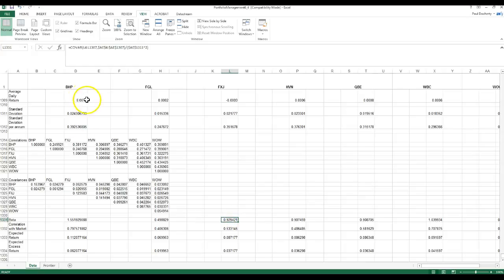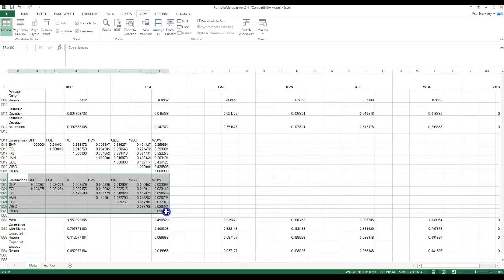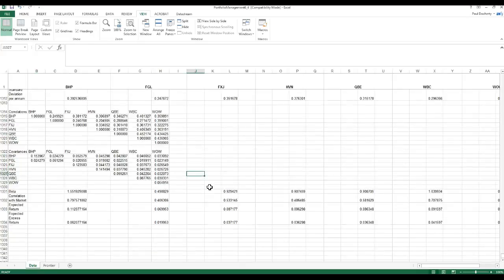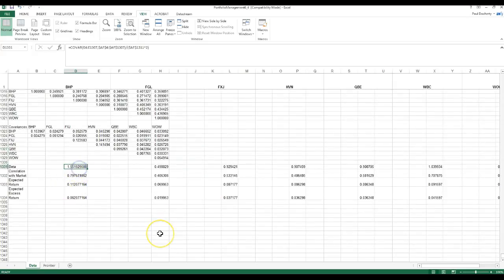So I've calculated average daily returns, standard deviation of daily returns, and I've annualized those standard deviations. I've generated a variance-covariance matrix, which I've annualized. My other key measure of risk is going to be my beta. Now, as I've looked at in class previously, there's two ways that I can calculate my beta.